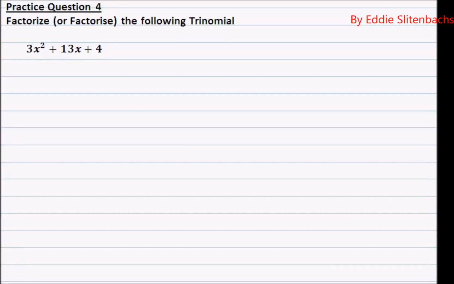Practice question 4. Factorise the following trinomial. We've got 3x squared, add 13x, add 4. First of all, let's look at each of the coefficients, the numbers in front: 3, 13 and 4. There is nothing that we can take out as a common factor, so we have to do a different method.